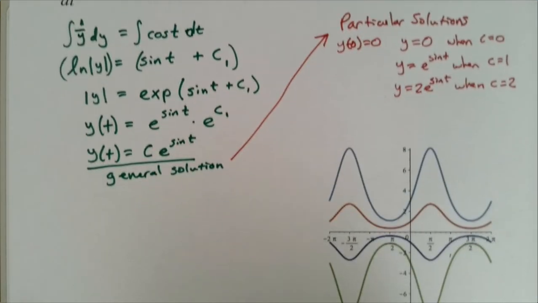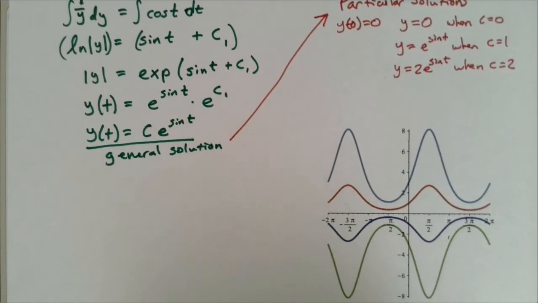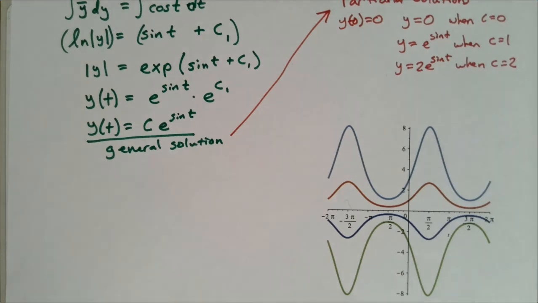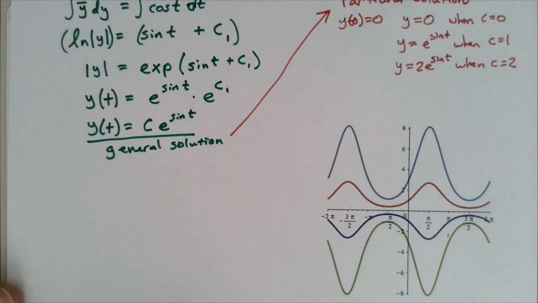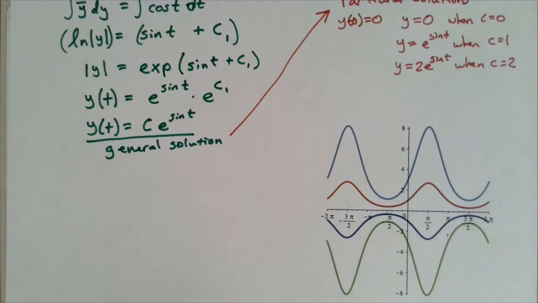And we can graph them down here and see what they look like. Paying attention, you can get a sense of what the initial conditions will yield, what kind of solutions they'll yield. Each one of these curves is a different initial condition. Each one of these is a different particular solution.